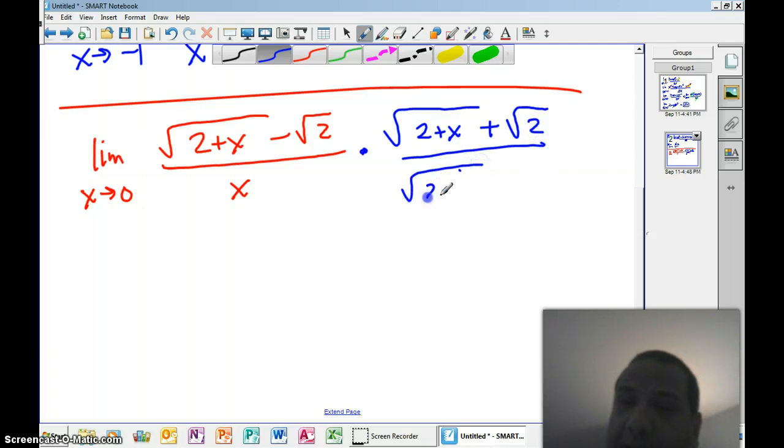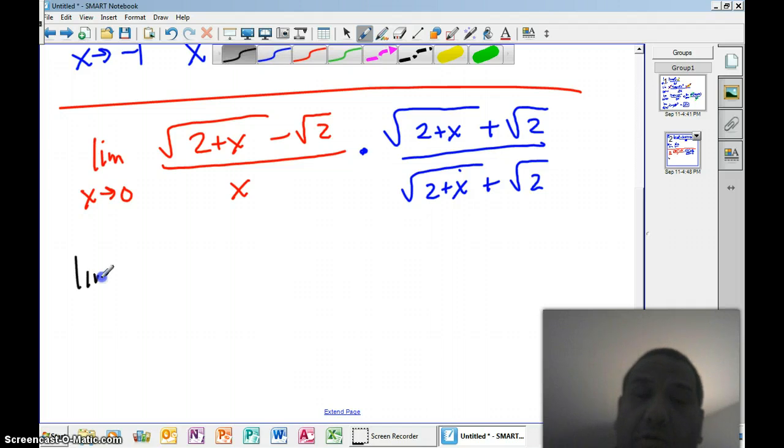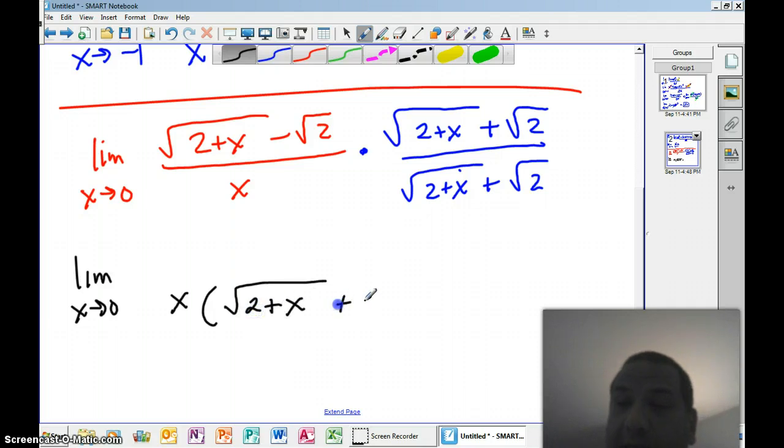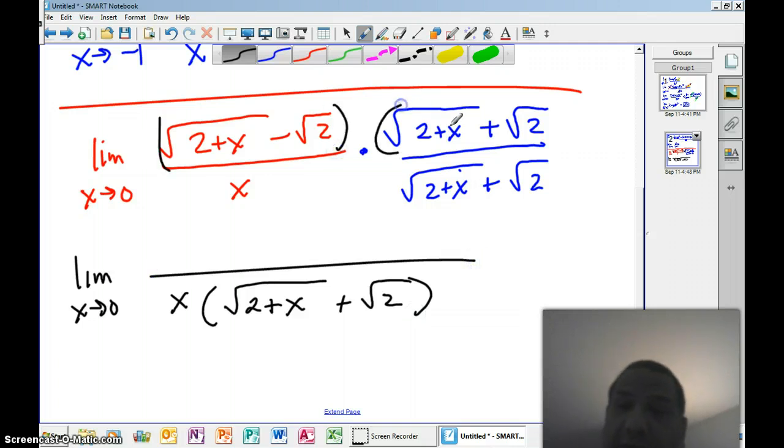We're going to multiply it by this over itself, because then it doesn't change the value of the fraction. Well, the bottom, by the way, on the bottom, don't go multiplying stuff out. Keep it like this. All right, we're going to keep it like this. On top, watch what happens. We got this quantity times this quantity. Kind of like x minus 2 times x plus 2.